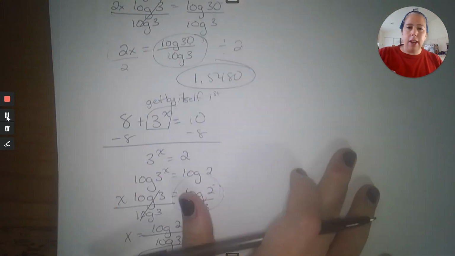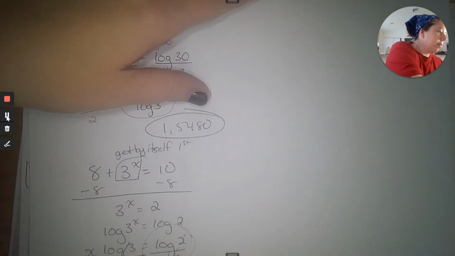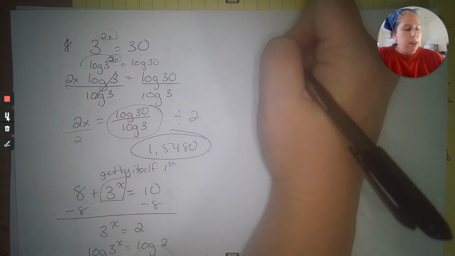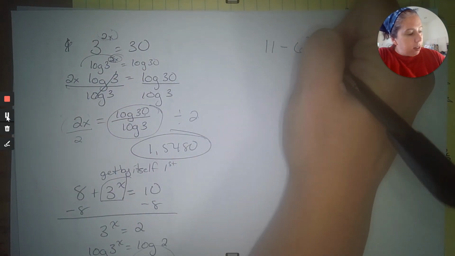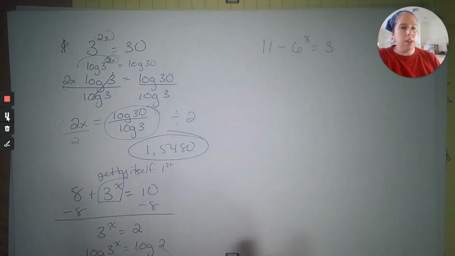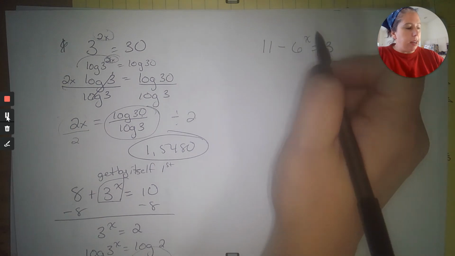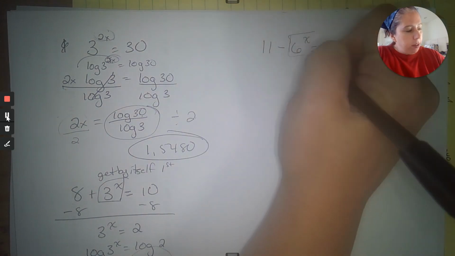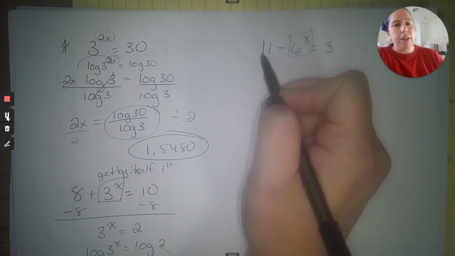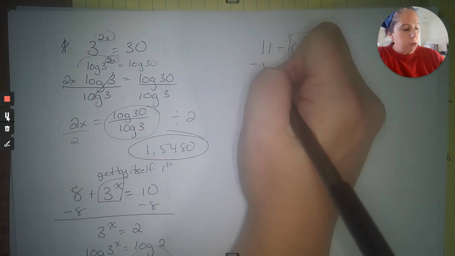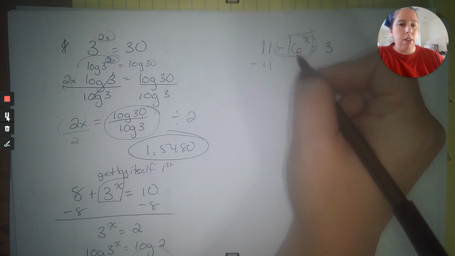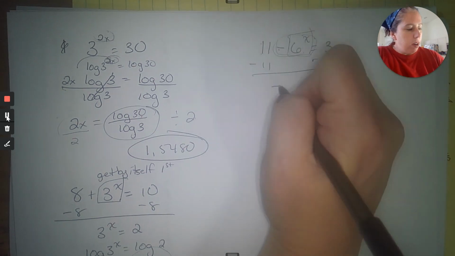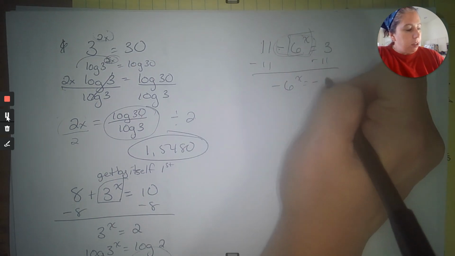Okay, all right, last one. So we got 11 minus 6 to the x equals 3. Okay, so just be careful on this one. So we got to get this by itself, right? All right, so we need to get rid of the 11 by subtracting, because remember, that's a positive 11. So subtract 11. Negative 6 to the x equals negative 8.